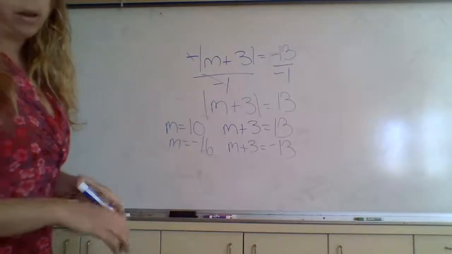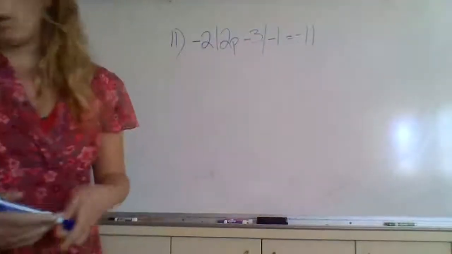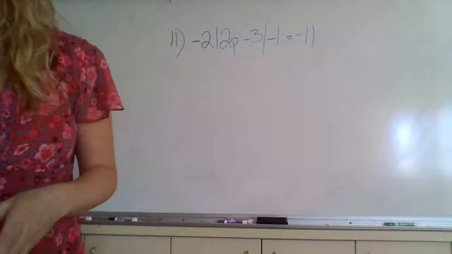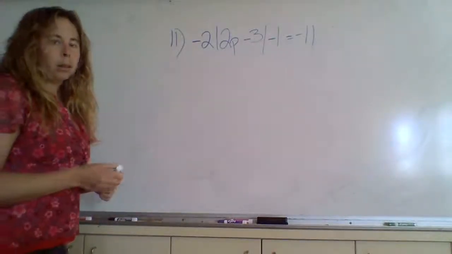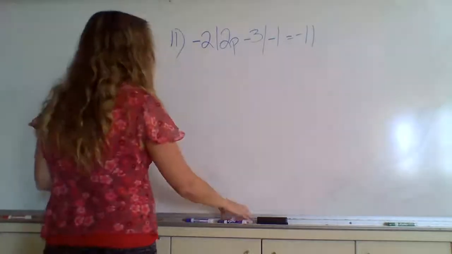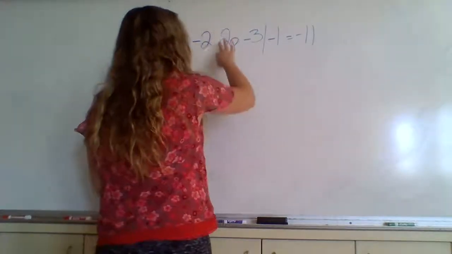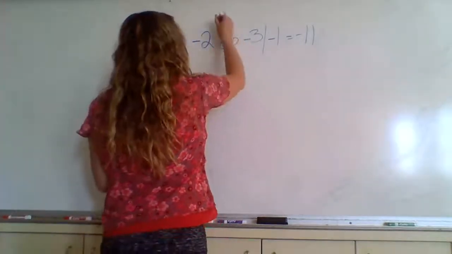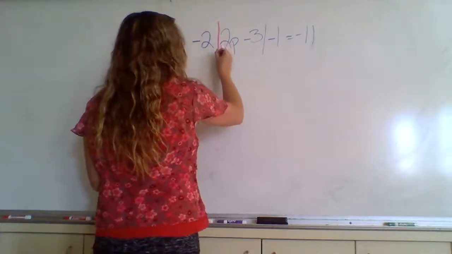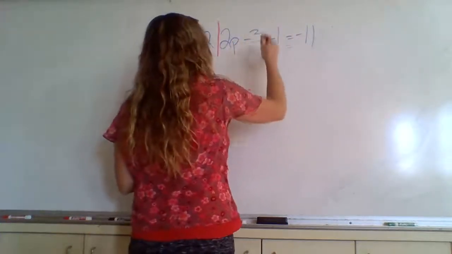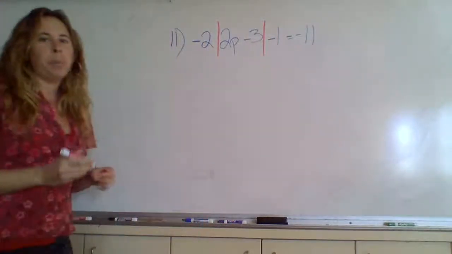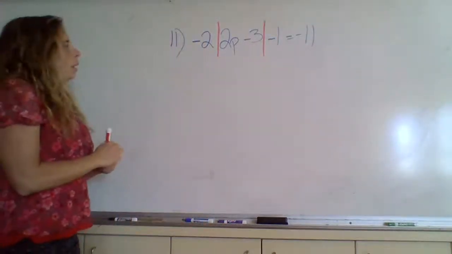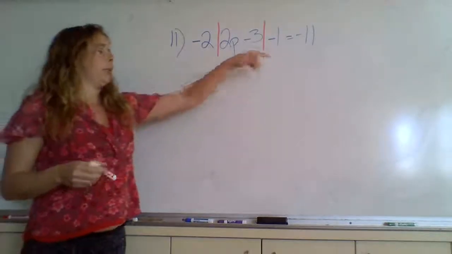All right, one more. I'll do number 11. Okay, this is number 11. So maybe I'll make my absolute values a different color. We'll make them red. So the negative 2 times the absolute value of 2p minus 3, and then minus 1 equals negative 11.